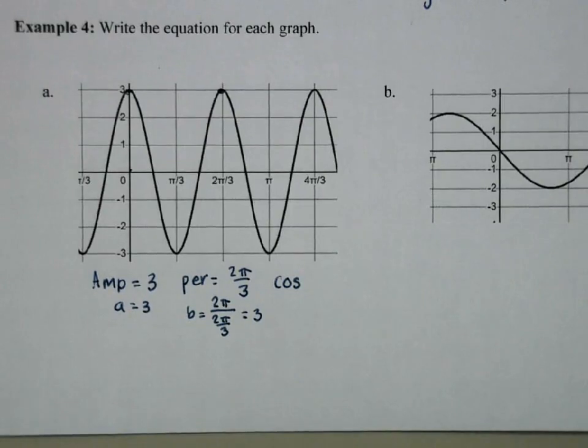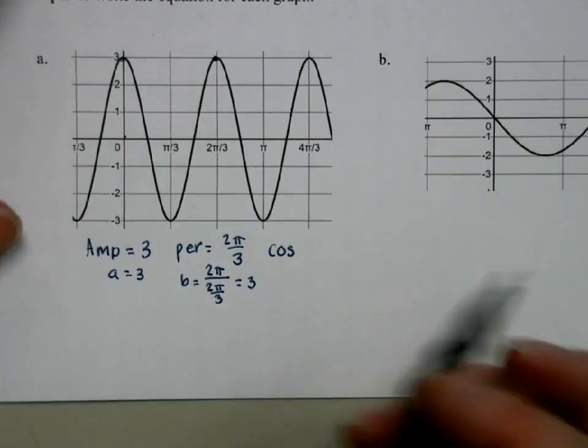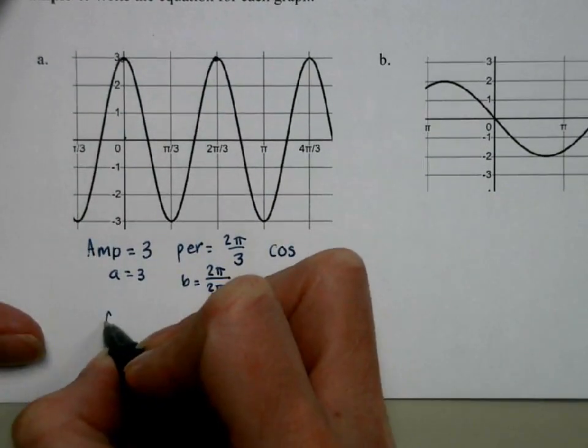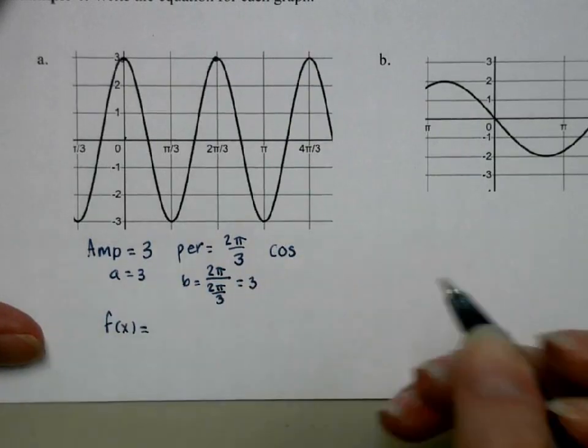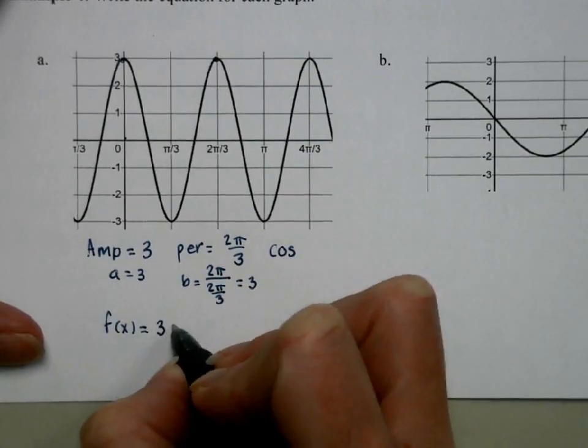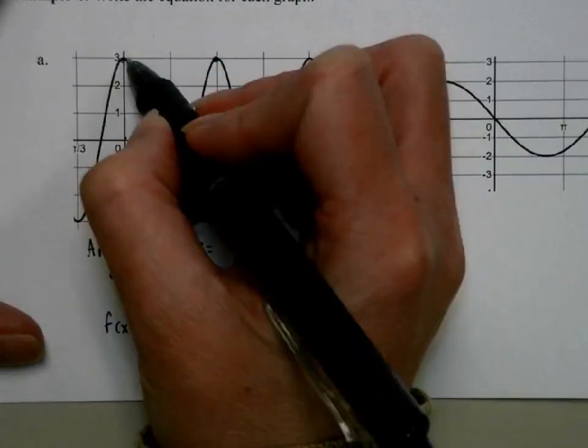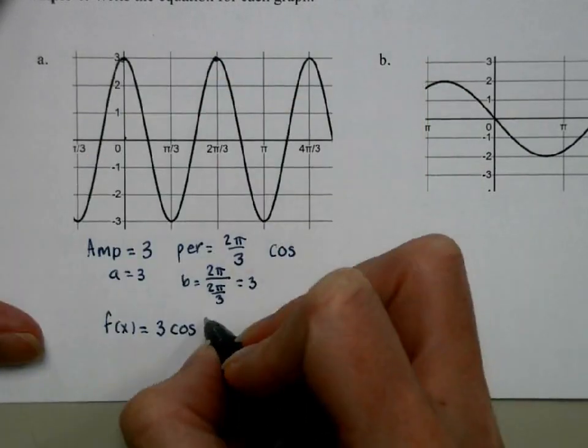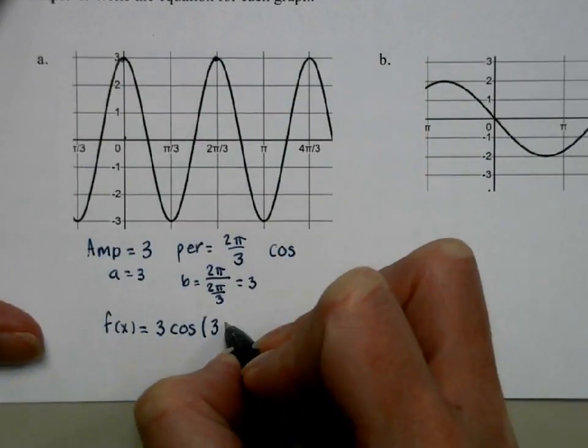So putting all this together, I'm going to use x this time. We have A cosine, again because of our starting location, 3x for our equation.